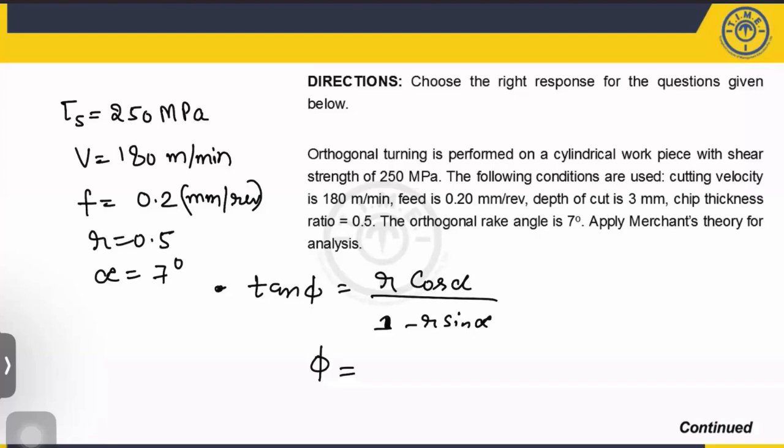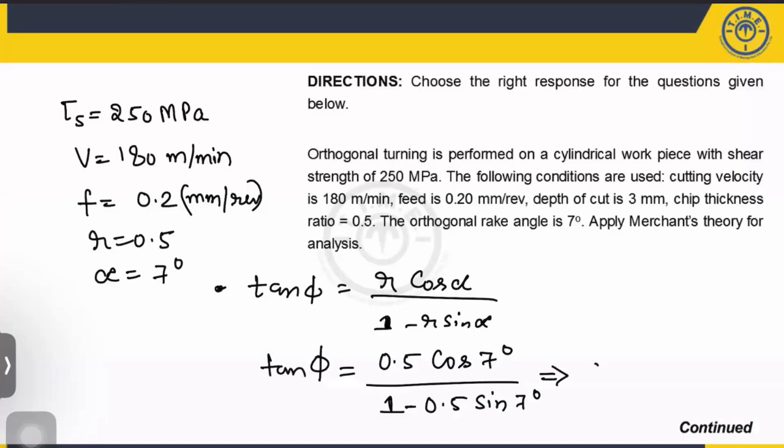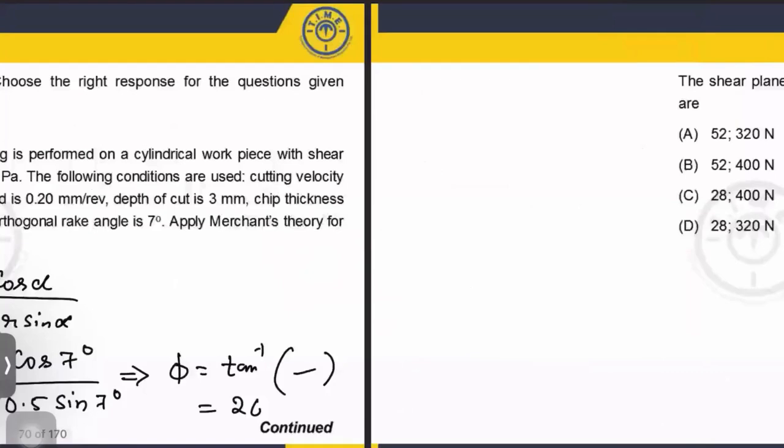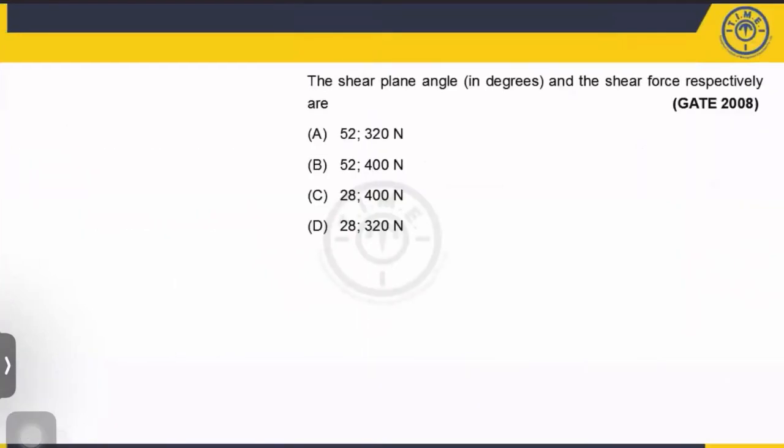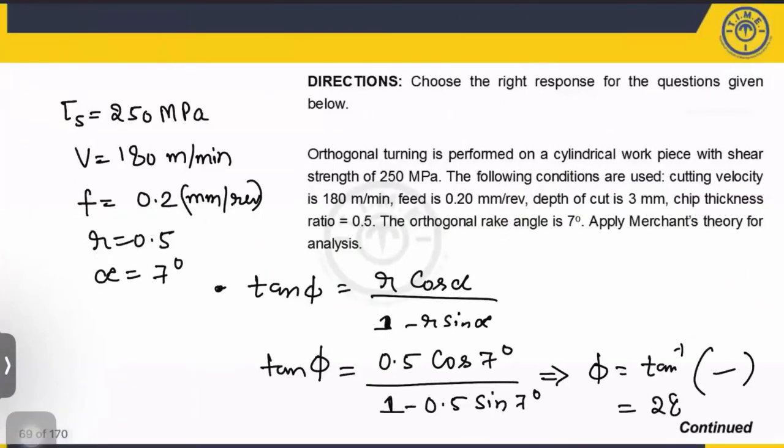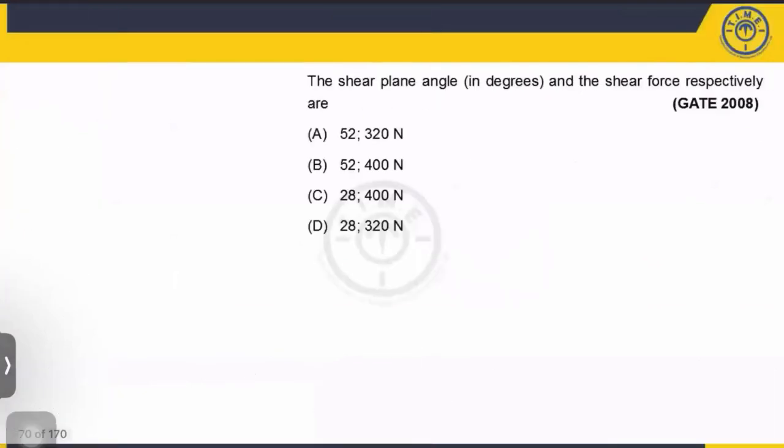Okay. So now the R value is 0.5, cos of alpha is cos 7 degrees, 1 minus 0.5 sine of 7 degrees. Once you solve this, tan of phi equals this value, that means phi is equal to tan inverse of this value, then you will get 26, or sorry, 28 degrees. Now, once you know the shear angle, that means either option C is correct or option D is correct.